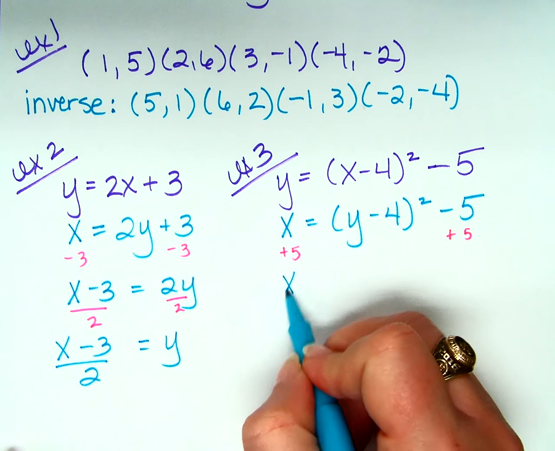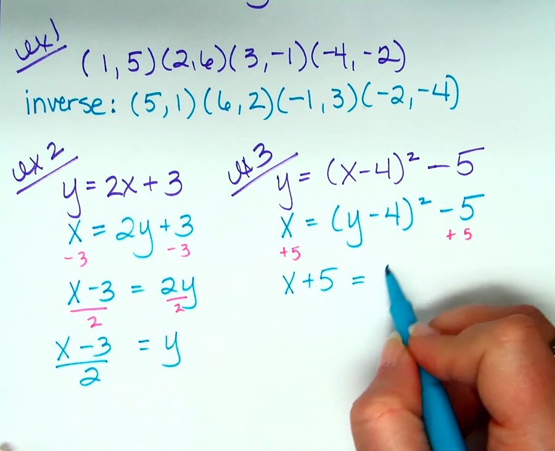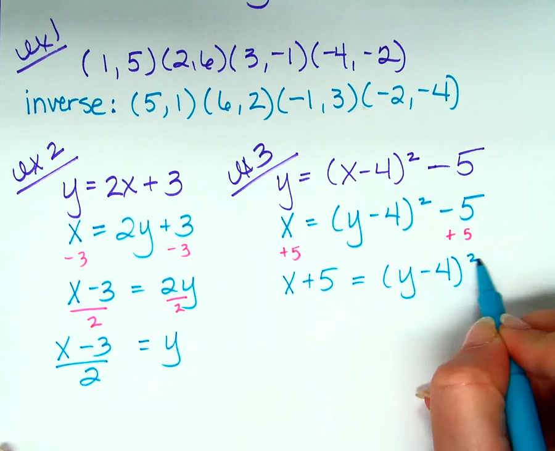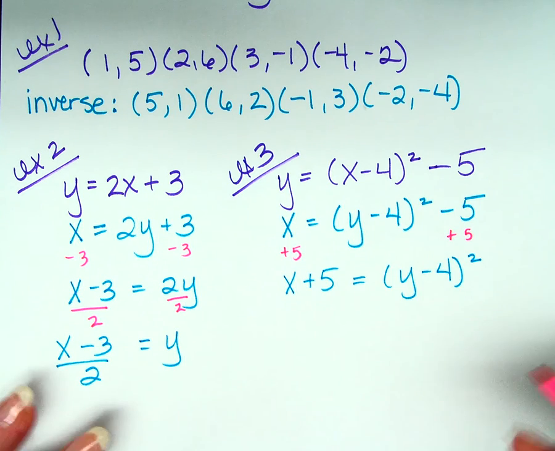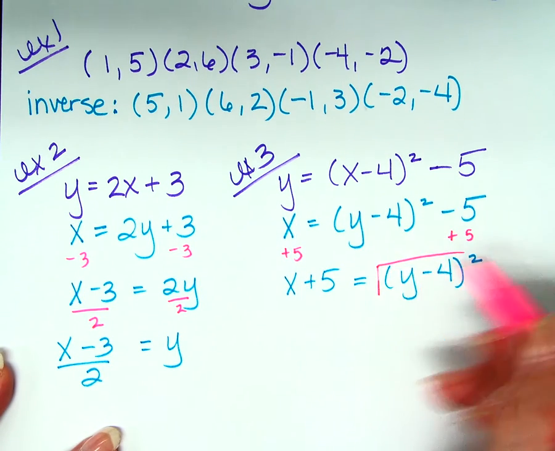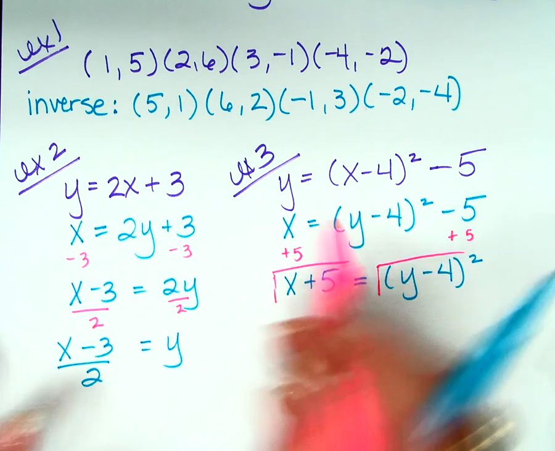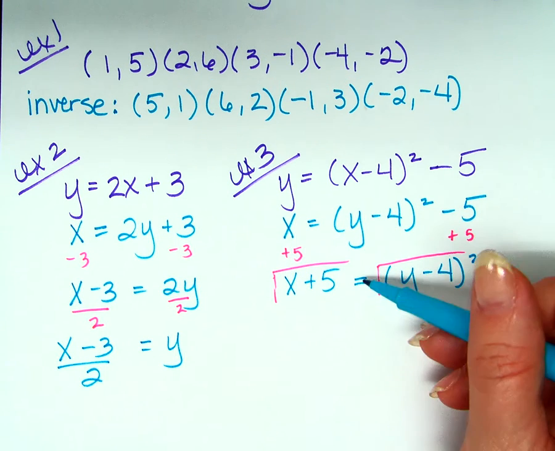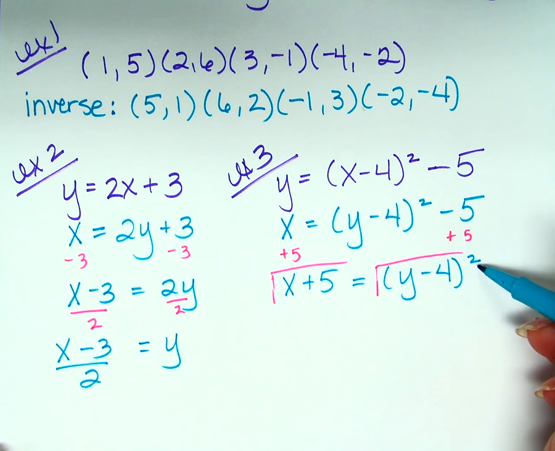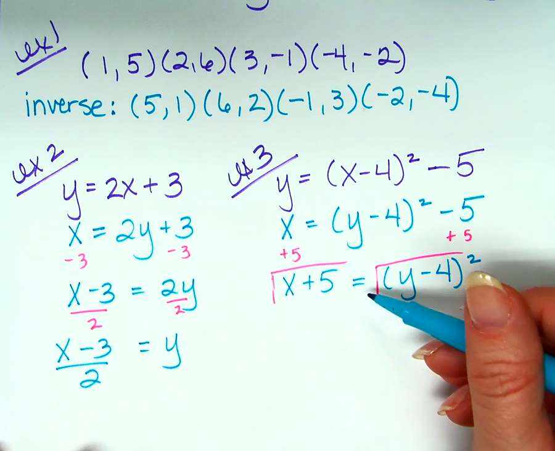I get x plus 5 equals (y minus 4) squared. How do I undo a squared? Well, I undo a squared by taking the square root. We've already done that this year. But here's the deal. If you know how to undo a squared, you know how to undo every other exponent. Because if I'm undoing a squared, I take the square root. If I'm undoing a cube, I take the cube root. If I undo the fourth power, I take the fourth root.